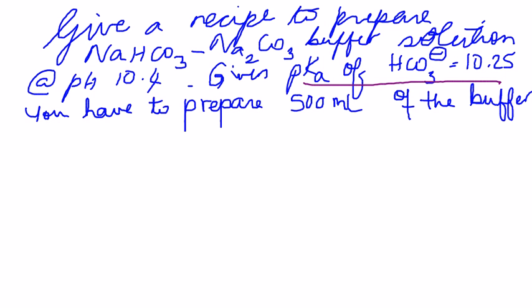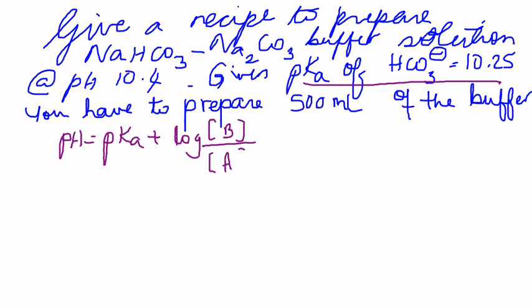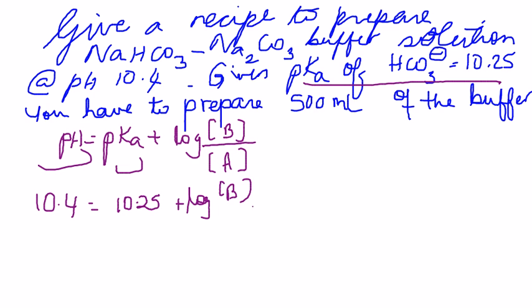First things first, you can absolutely use the HH equation in this case, and simply say that pH is going to be equal to pKa plus log of the base divided by the acid. The pH value is given to be 10.4, the pKa value is given to be 10.25. So you can hopefully see that you can determine the ratio of how much of the base and how much of the acid you're supposed to keep.